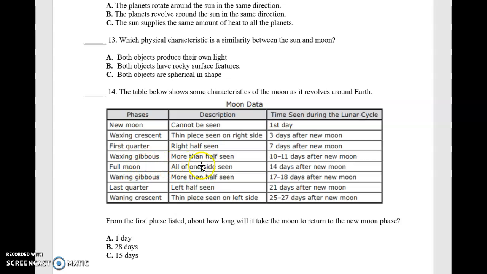Full moon. All of one side seen, 14 days after new moon. Waning gibbous. More than half seen, 17 to 18 days after new moon. Last quarter. Left half seen, 21 days after new moon. Waning crescent. Thin piece seen on the left side, 25 to 27 days after new moon. From the first phase listed, about how long will it take the moon to return to the new moon phase? A, 1 day, B, 28 days, C, 15 days.